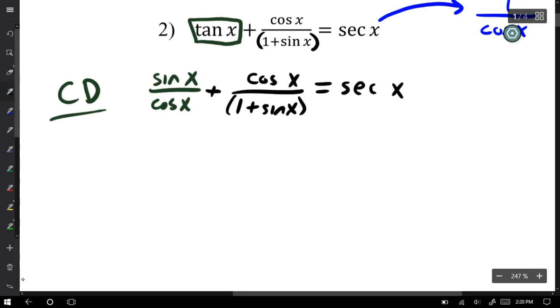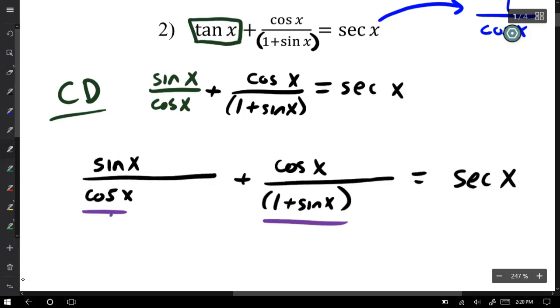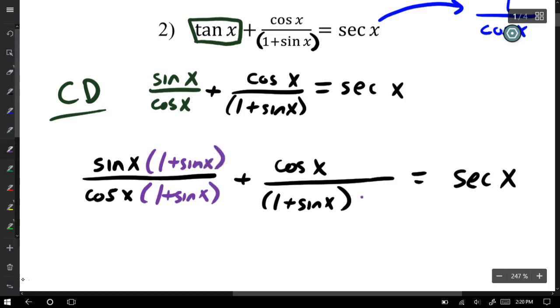And this one, I have sine of x over cosine of x, plus cosine of x over 1 plus sine of x, in parentheses, equals my secant of x. So I'm going to create my common denominator. They really have nothing in common, by the way. This is a cosine, this is a 1 plus sine, so it doesn't work that way for us. So we're going to do the same trick as before. I'm going to put a 1 plus sine of x on the left, so I've got to put it on the bottom and the top. This needs the cosine on the right, so I'm going to put it on the bottom and I'm going to put it on top.